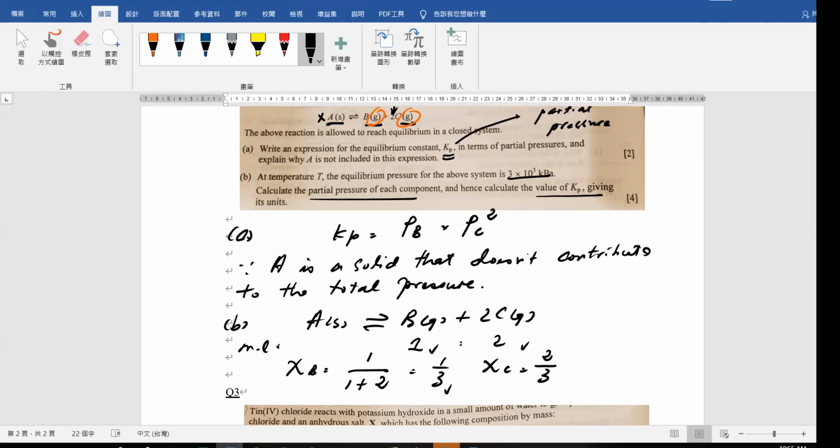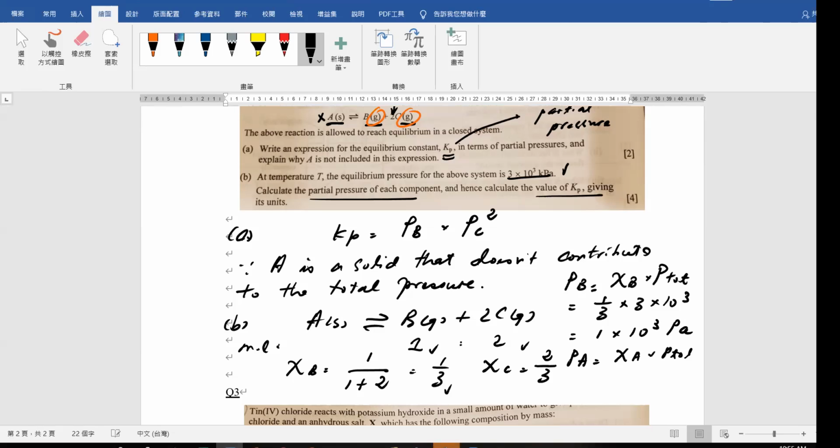Then it's easy. So you work out the partial pressure of B. It will be the mole fraction of B times the total pressure, as we have learned. The mole fraction of B is 1/3, and the total pressure is given. So it will be this one. Likewise, you work out the partial pressure of C by the mole fraction of C times P total. The mole fraction of C will be 2/3 times the total, so it will be 2 times this one.